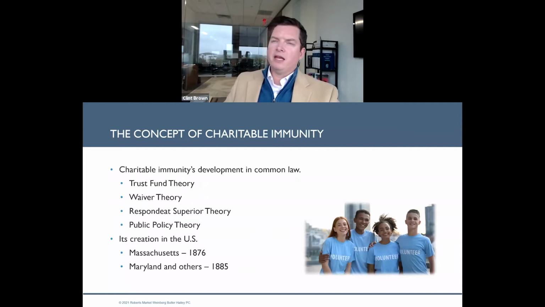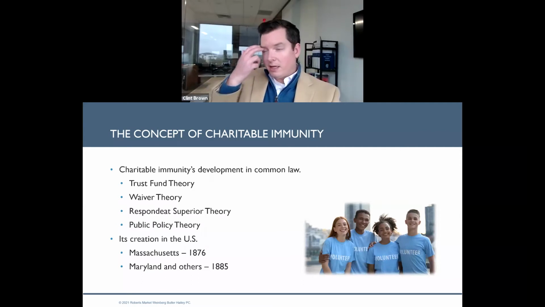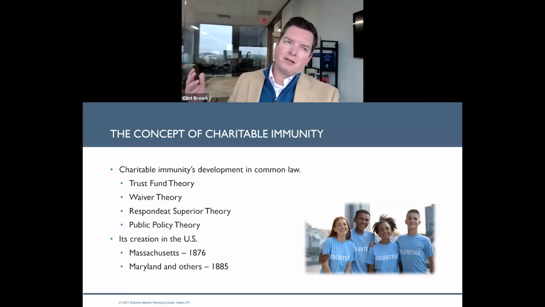Let's get into the concept of charitable immunity, how it arose here in America and developed, and then was abolished for a short time by the courts, and then was readopted statutorily, both on the state level and on the federal level. Charitable immunity's development in common law has basically four theories of how it came to be.